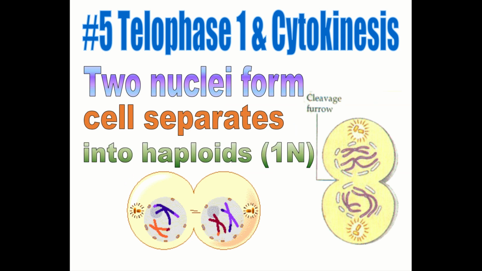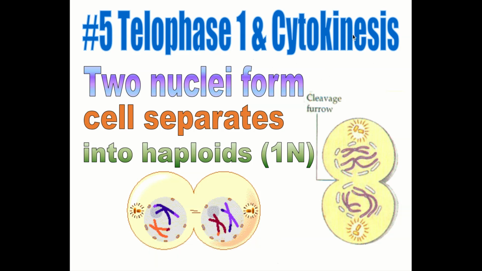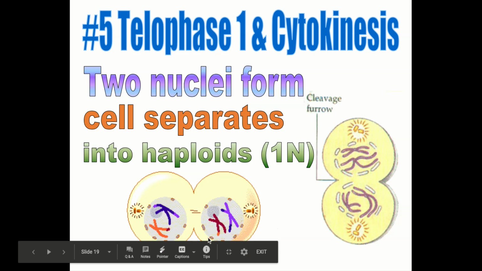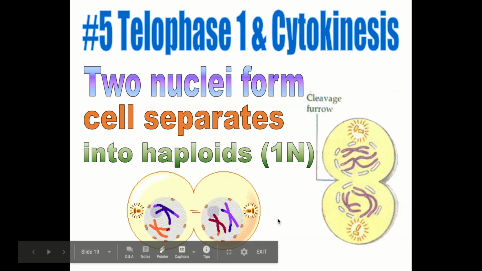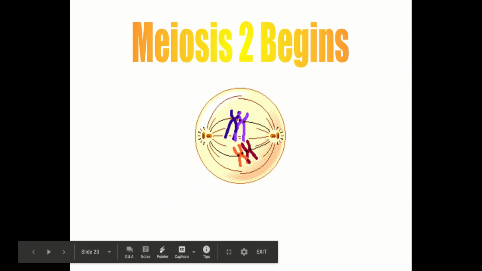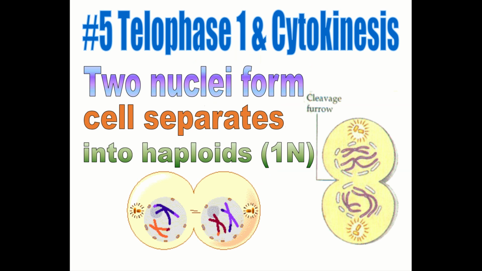Okay, so telophase one, just like mitosis, the nucleus divides, so we end up with two nuclei now. That happens with cytokinesis, which is division of the cytoplasm and the splitting of the cell itself. Those happen concurrently, meaning at the same time, and cytokinesis finishes up the first division. Then meiosis two begins, and there's no interphase between meiosis one and meiosis two. Meiosis two happens right after cytokinesis is done.